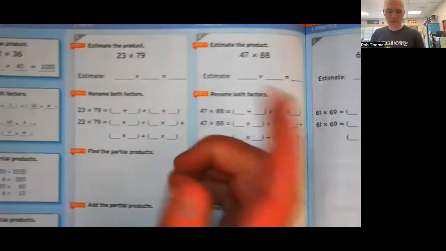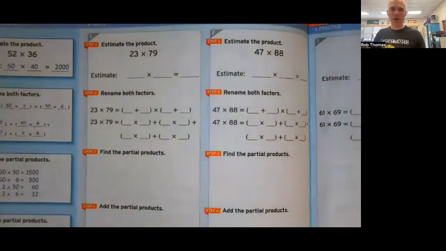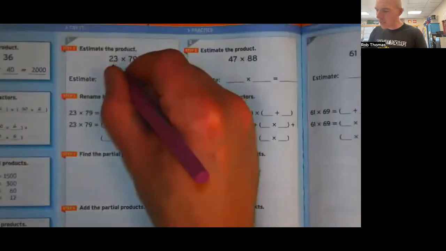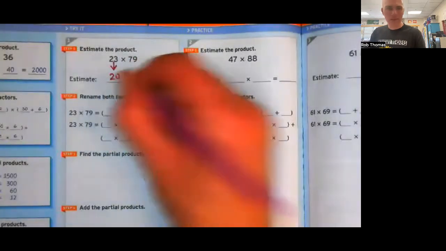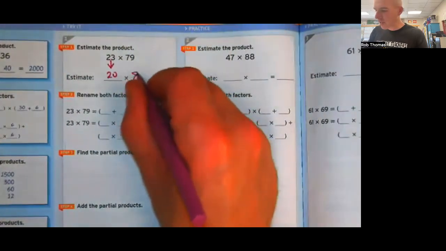Let's do an estimate just to get us started. So estimates are just estimates. They don't have to be perfect. 23 is relatively close to 20. So I'm just going to change 23 to 20. And 79 is relatively close to 80.